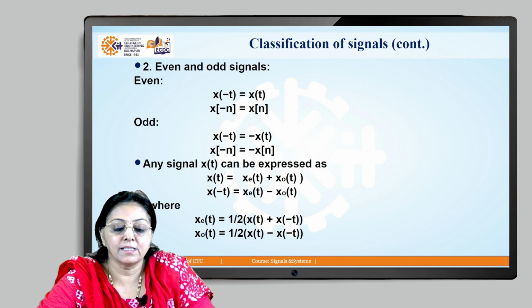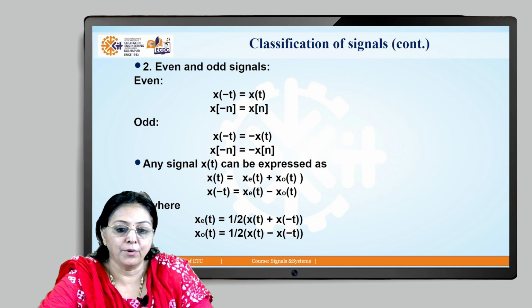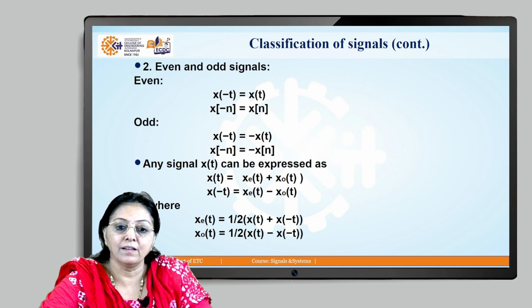Then the next part is the even and odd signal. This is a brief introduction about how to find them. Previously, in point number 1, we studied what x of t and x of n are, how we can represent the signal and how we can plot it. Now, how to find the even and odd signal. In the even and odd signal, we study the transformation of the independent variable, x of minus t and x of t.